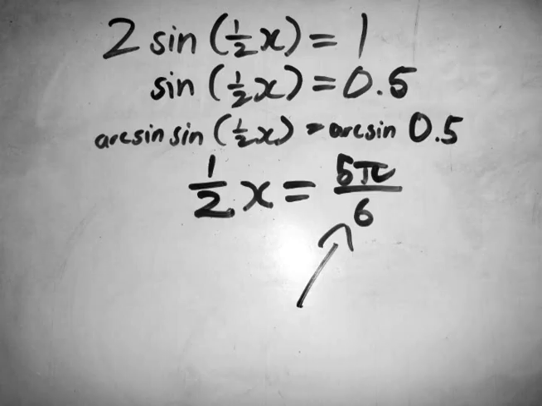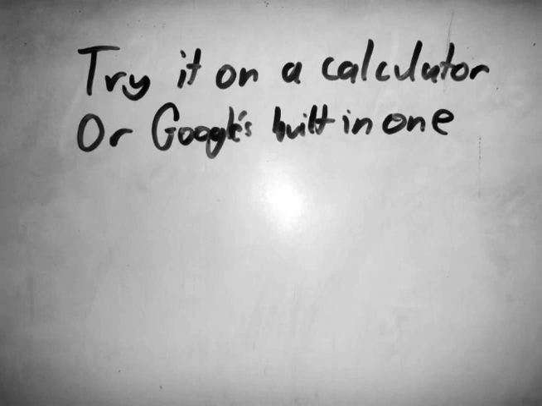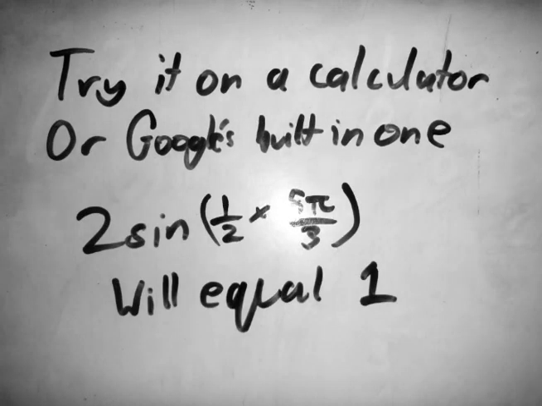So that leaves us with only this answer, which is finally 5 pi over 3. So we have found all the answers between pi and 3 pi within this function. Try it on a calculator, or Google's built-in one. 2 sine of one half times pi over 3 will equal 1.